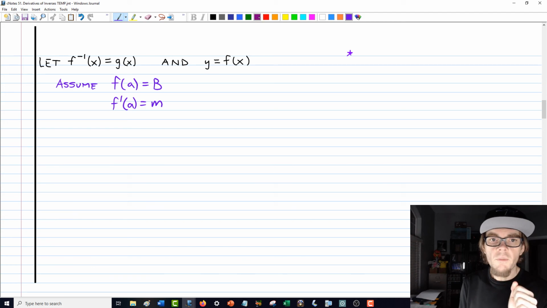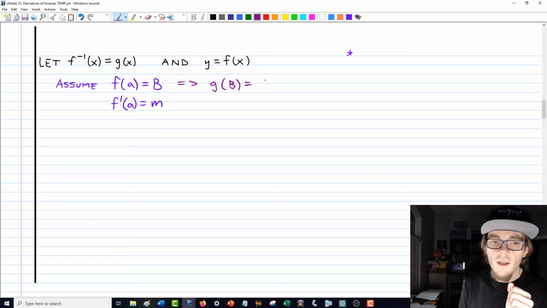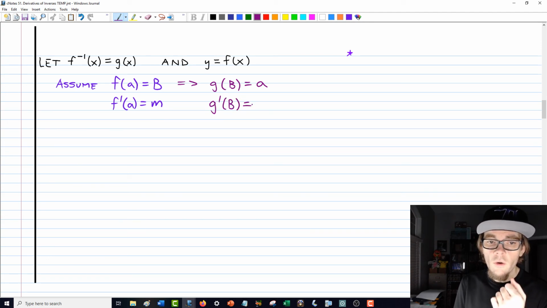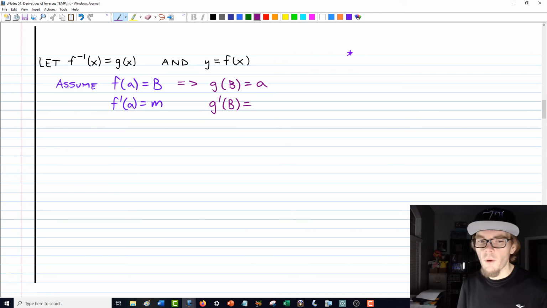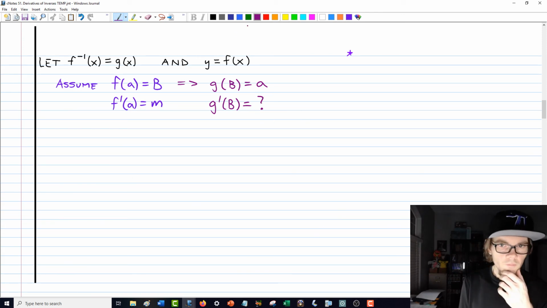From this information, we can guarantee that since g is f's inverse, g of b is equal to a. The question that we want to answer is what is the slope at that corresponding point? As I mentioned earlier, it's going to be 1 over m. It's going to be the reciprocal, but let's hold off for the moment. Let's treat this as our open question and see where it goes.